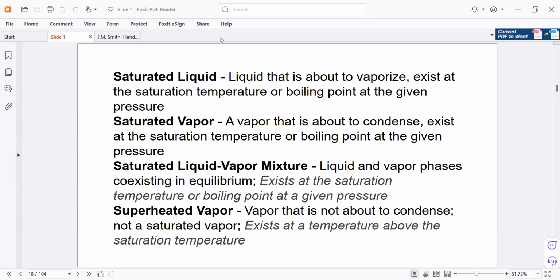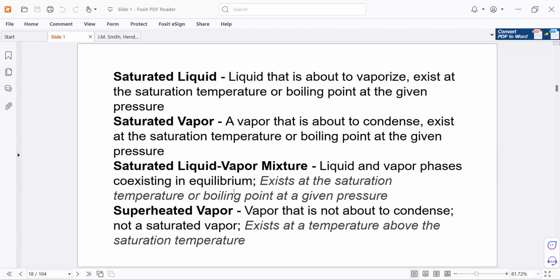Other definitions: saturated liquid, liquid that is not about to vaporize, exists at the saturation temperature, the boiling point at a given pressure. I will just let you trace that on the diagram. Saturated vapor: vapor that's not about to condense, and the mixture of that coexists in equilibrium. It exists at the saturation temperature, which is the boiling point at the given pressure. Another term, maybe more used than saturation temperature, is the boiling point.